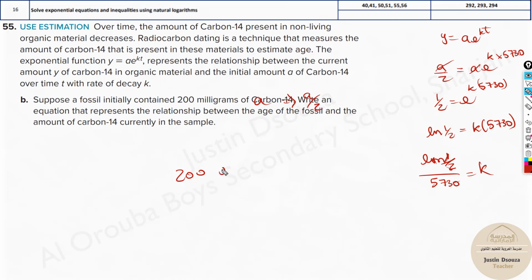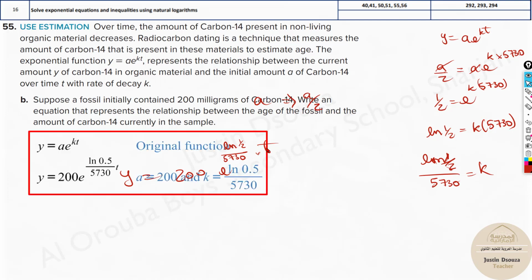Now initially some fossil which had 200 milligrams. Now we know all the other data. I'll write e, and the k value is known, ln half divided by 5730. Now they want the relationship between the time and the amount after a certain time t. So here y, if I write, and this is the time, this is the formula. They have not given any time, so it's with respect to time t and y over here. So at any time we can easily find it out.